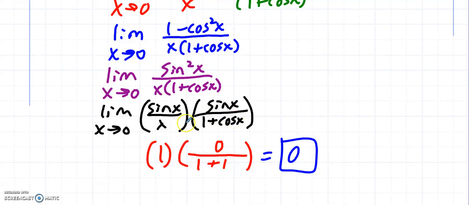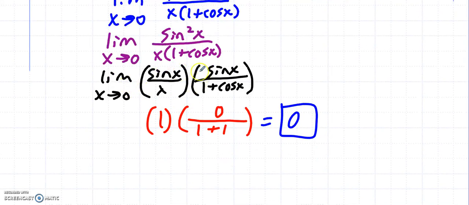Now at this point, I could have even gone a step further and separated this into two different limits as x goes to 0, because we can do that when we have multiplication. Remember, if you are taking the limit of the product of two functions, it would be the same as the product of the limit of each function individually. But in this case, I just evaluated the limit of each product at this point.